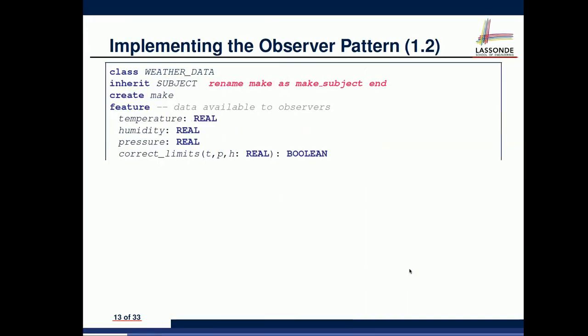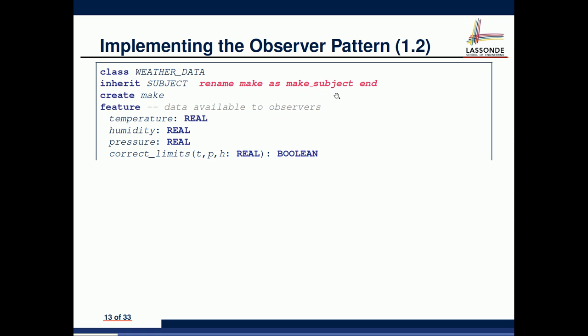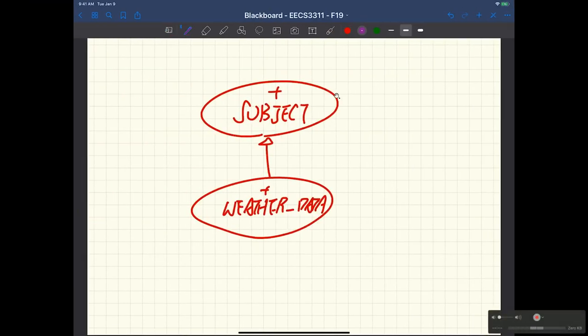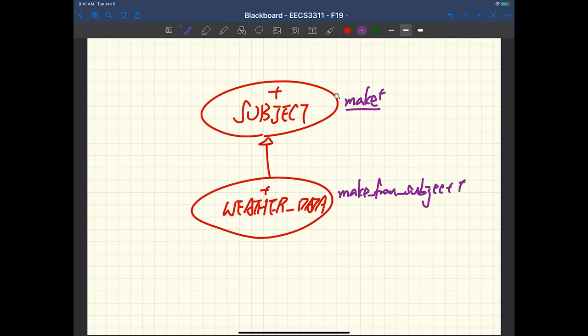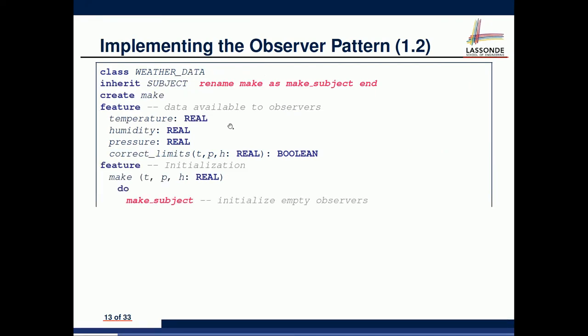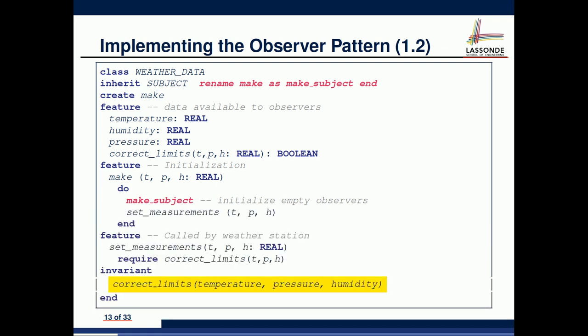If you look at the code, we say rename the make as make_subjects. So what we're doing is conceptually this. In the subject class, we actually have a make, just a default constructor. And then in weather data, we simply rename this one to be make_from_subjects. Which means if you really want to call this particular inherited version, you have to say make_from_subjects from now on in that class. That is why when you see the code, you will see over here, make_subjects. Sorry, not make_from_subject, make_subjects. It's just an auxiliary feature you may want to use for your project or lab. All right, and then we can set a measurement, et cetera. So that's about the weather data.